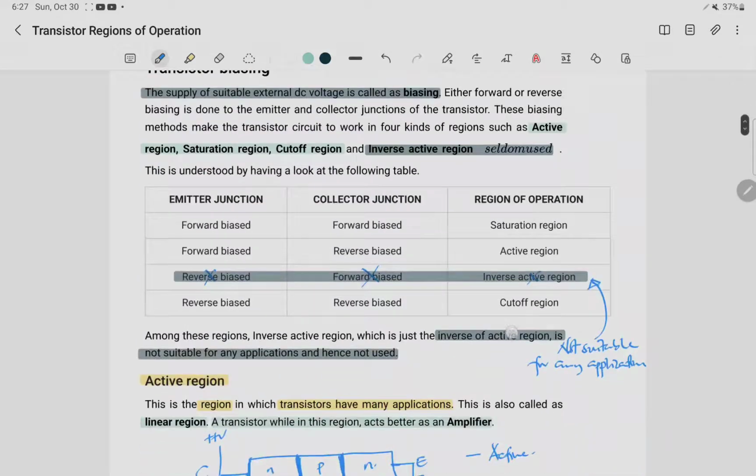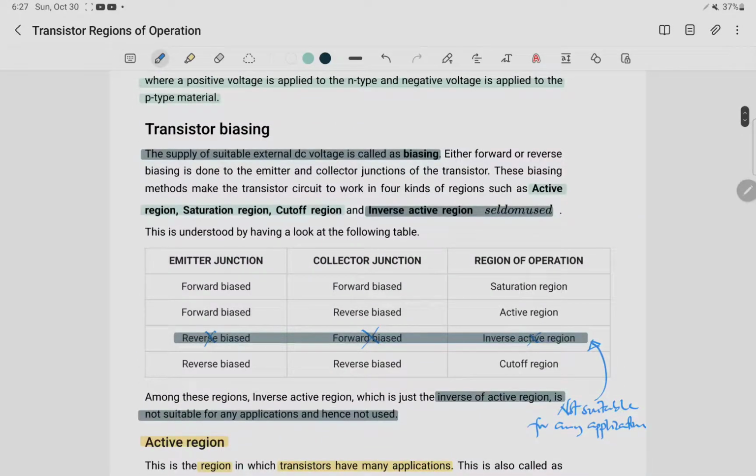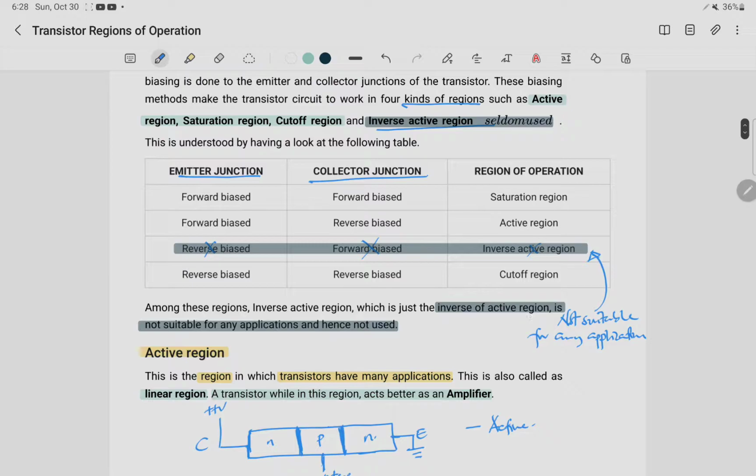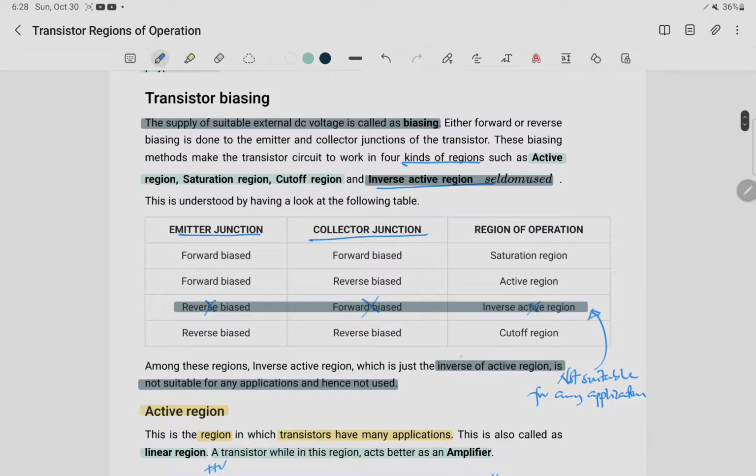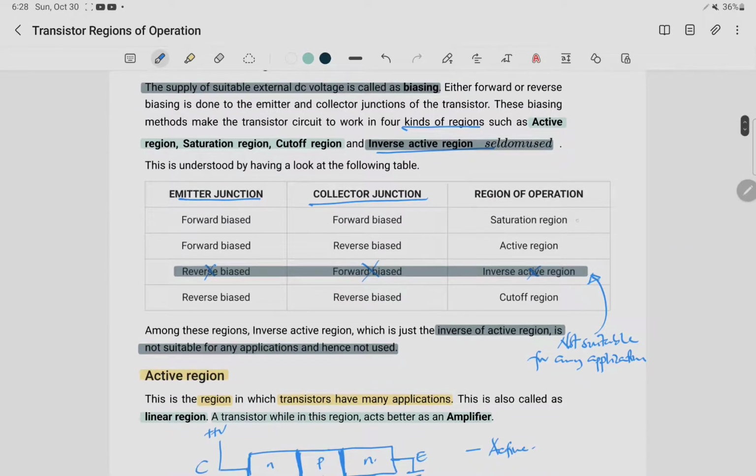Moving on, there are 4 kinds of regions that are formed based on the different ways in which you bias the different junctions, the emitter junction and the collector junction. But the inverse active region, as you can see here, is not suitable for any applications and hence is not used. That's why I decided to cross it out. So basically we have these 3 regions, which are called the saturation region, active region and cutoff region.